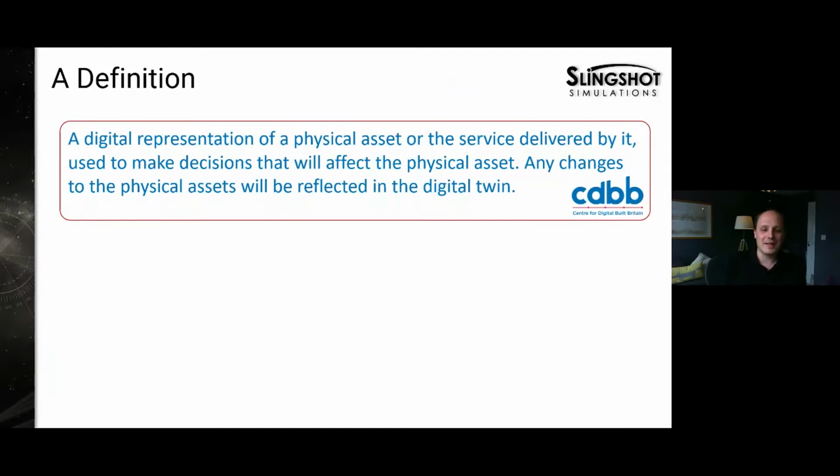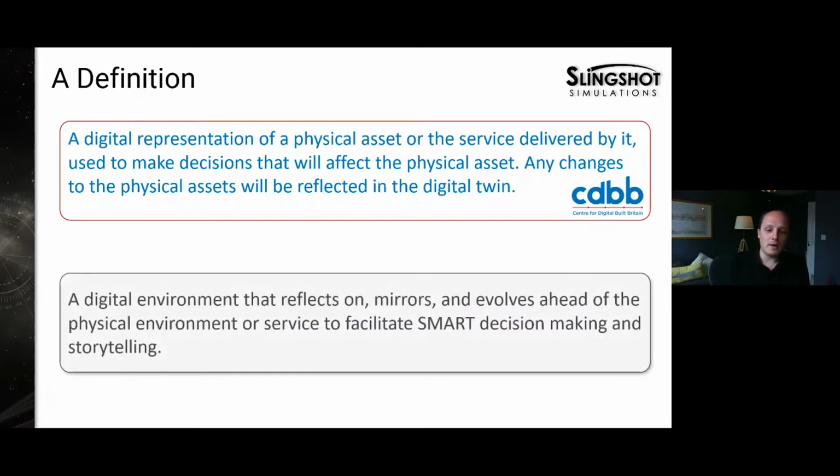Hopefully everyone will recognize this. This is CDBB's definition that you can find on their website and so forth. I put this here because at Slingshot we use a very subtly different definition, but one that we feel is quite important given the domains that we work in. We refer to a digital twin as being a digital environment, specifically referring to the fact that we work a lot in terms of geospatial, deal with things like air quality, and utilities, ground movements, and so forth. So trying to encapsulate more of that natural environment in our definition. It is a digital environment that reflects on, mirrors, and evolves ahead of the physical environment or service.